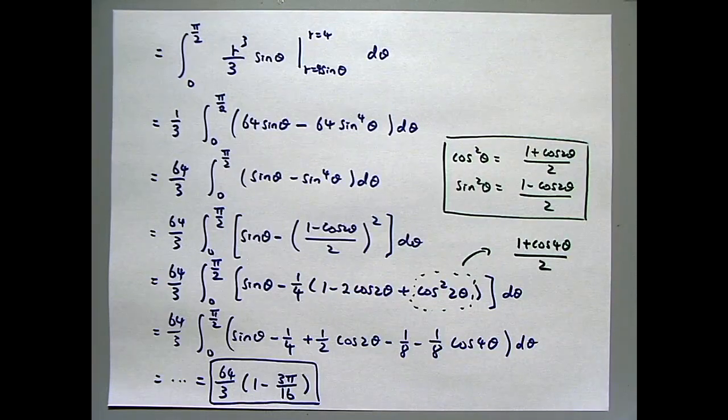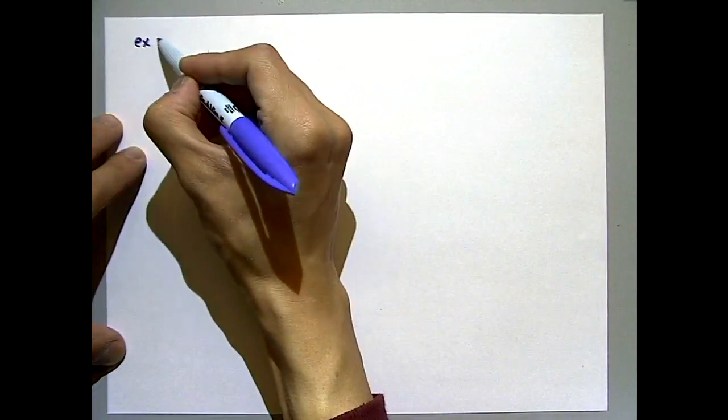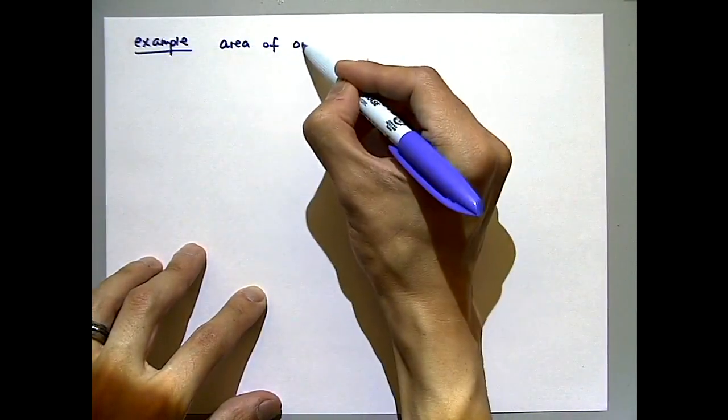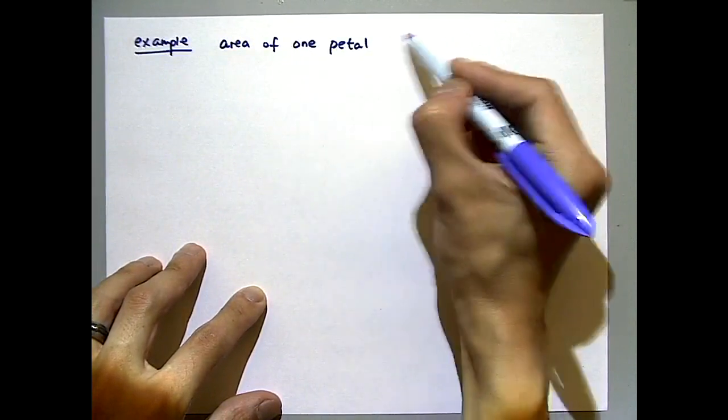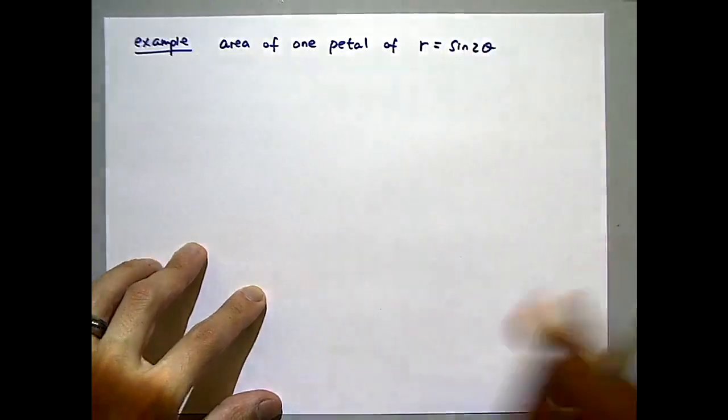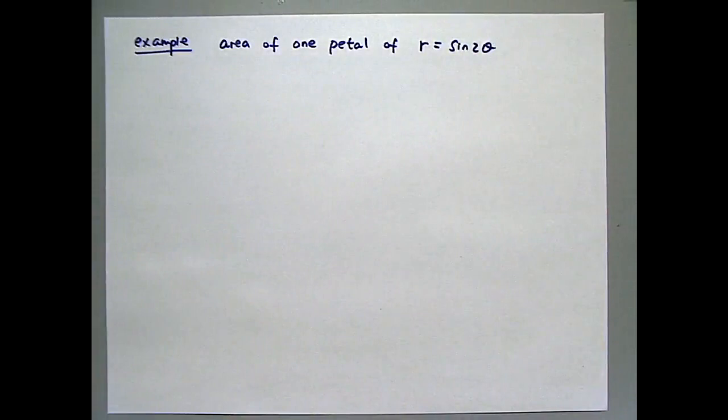Good. Okay, let's do one more here. Area of one petal of r is equal to sine 2 theta.